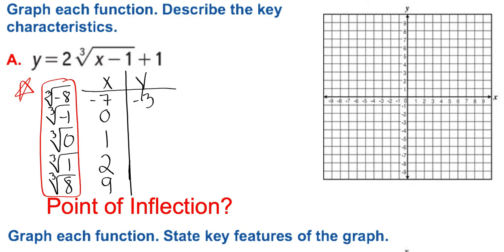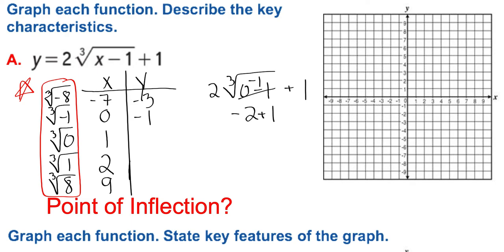We'll get this out of the way. Let's do it for the 0. So 2 cube root 0 minus 1 plus 1. So that's a -1, which the cube root of -1 is still a -1. So we'll have -2 plus 1 is a -1.